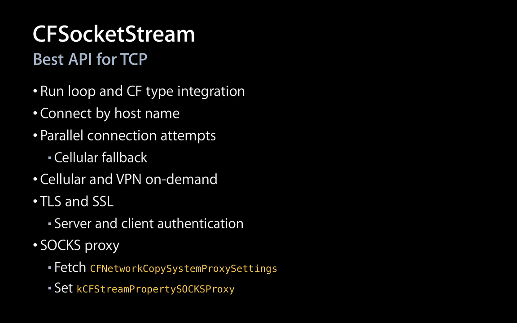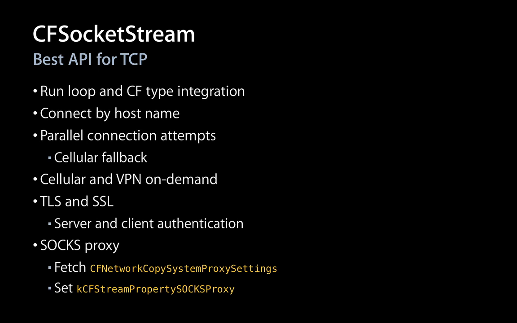Some other benefits you get from using CFSocketStream: we have cellular and VPN on-demand support built in. So if you're using sockets directly and you need to bring up the cellular interface in order to connect, there's nothing at the sockets layer that will trigger that. The same goes for VPNs. Nothing at the sockets layer will trigger the VPN to dial. If you're using CFSocketStream, all of that is handled automatically.